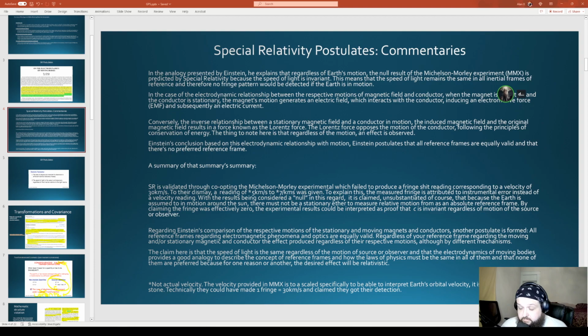If you're transferring an observation into a different reference frame, you have to transform it because you'll have contraction applied to it. So C will still be constant if you're within that reference frame. But if you're looking at it from a different reference frame, C will be different because it's experienced contraction.